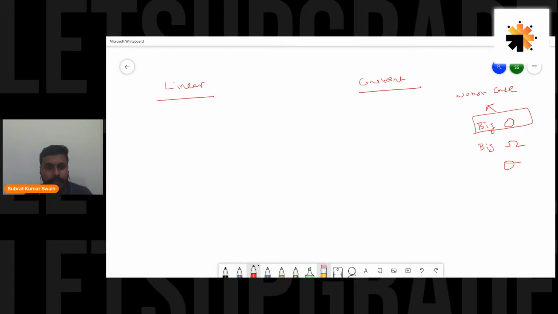Let's move on to the various time complexities, guys: linear and constant. I'm seeing some people asking for Python. See, data structure and algorithm is a concept, and you can implement it in any language. First of all, I'm picking C because it would be easier to understand the concept using C, and it would be useful for everyone. If you understand in C, then you can easily implement that using Python.